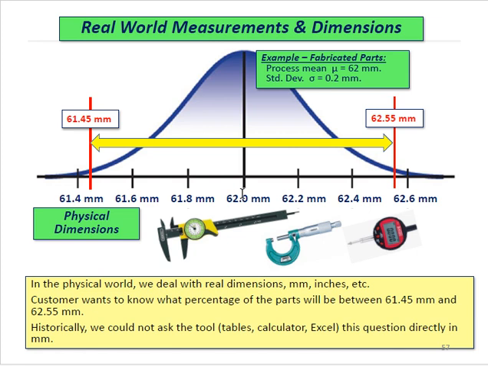Okay, so the customer wants to know what percentage of the parts will be between 61.45 millimeters, which is this guy, and 62.55, which is this guy. So this area, basically you have to find the probability of that. Historically, we could use a program, an Excel sheet, a calculator, or tables, but this question is directly in millimeters.